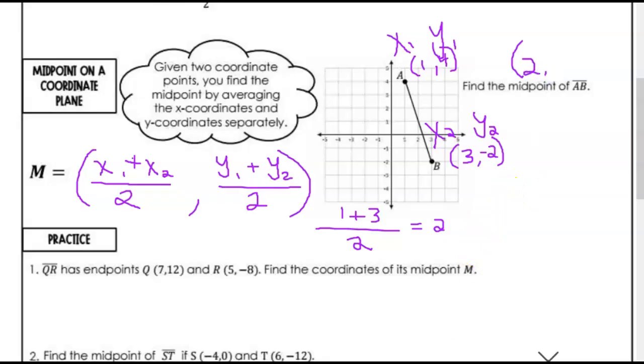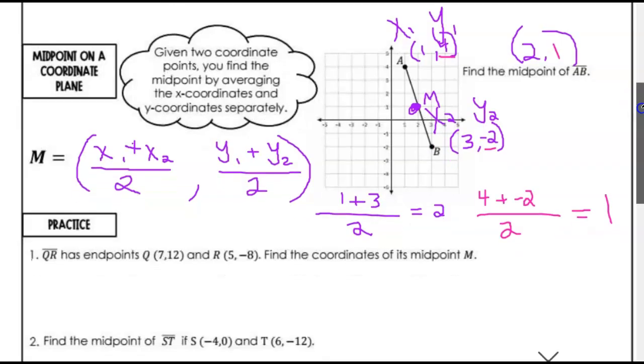Now let's do the y's. Let me switch colors. So for the y's up here, 4 and -2. 4 plus -2 divided by 2. What's 4 minus 2? 2 divided by 2? 1. So where's our midpoint? 2, 1, right there. Midpoint. Okay. Yeah, this formula is better than last Friday's formula.